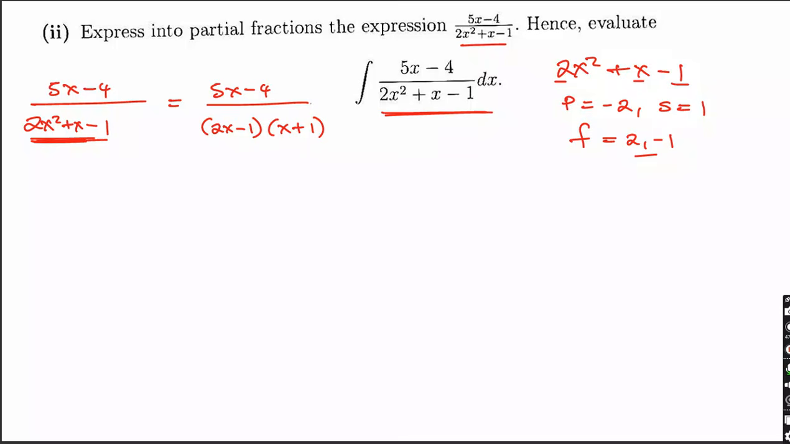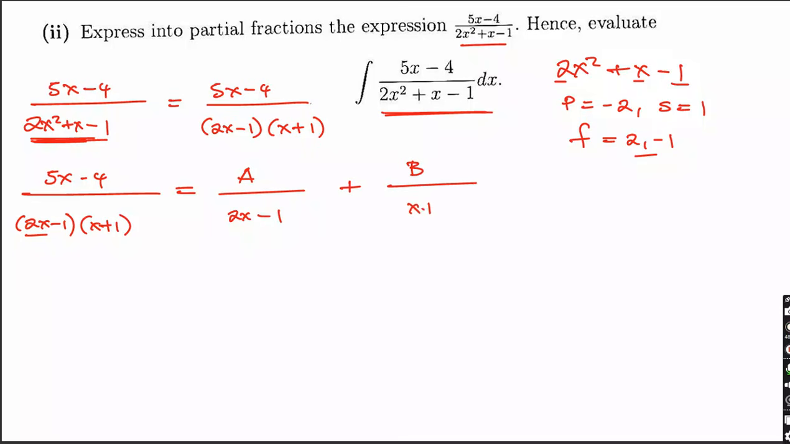So when you look now at this, how can we break them into partial fractions? 5x minus 4 over 2x minus 1, then x plus 1. The denominator is a product of two functions, so we just need to break this into two partial fractions. So we are going to have A over 2x minus 1, plus B over x plus 1.